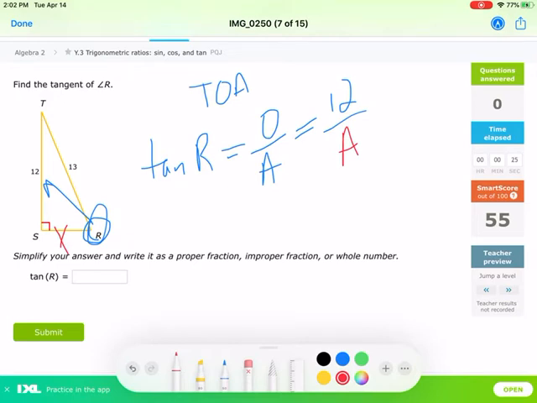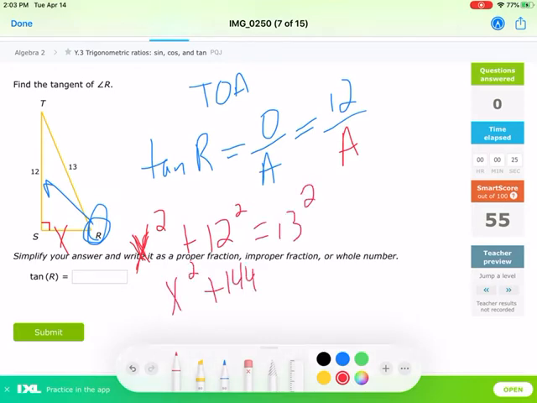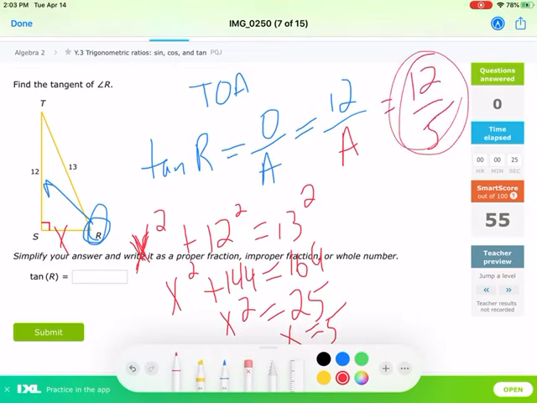So, Pythagorean theorem is x squared. That's an x right there. Oh my gosh, I keep messing up. x squared plus 12 squared is equal to 13 squared. x squared plus 144 is equal to 169. Subtract that, you get 25. So x squared equals 25. And then square root that answer, you get x equals 5. So the adjacent is 5. So you get 12 over 5. That is your final answer, 12 over 5.